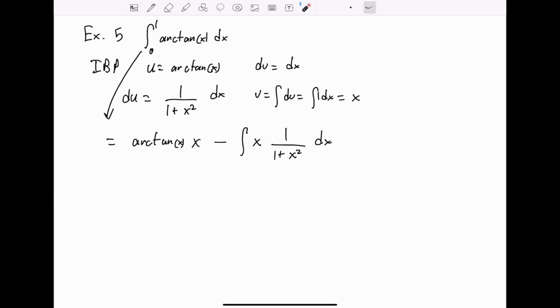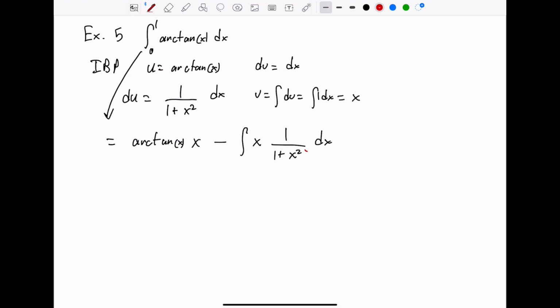At this point, we still need to evaluate this resulting integral. And this looks rather complex. We have x times 1 over 1 plus x squared. How do we deal with that? Well, we will deal with this using integration by substitution. That's right. We are going to use a substitution technique within an integration by parts integral.